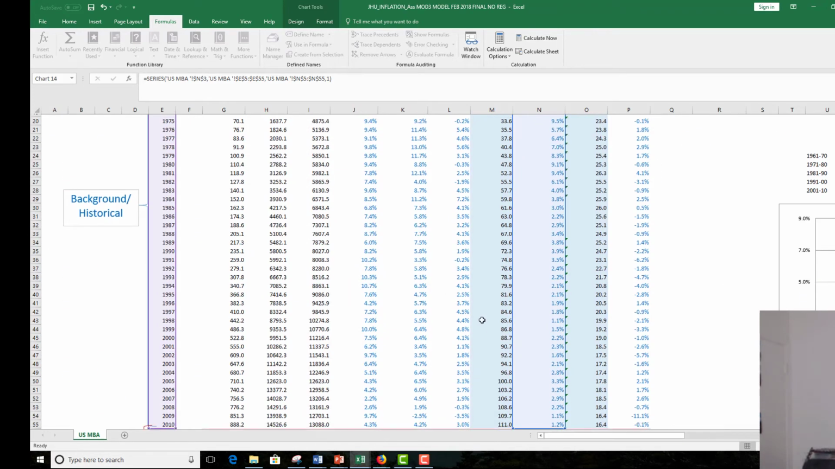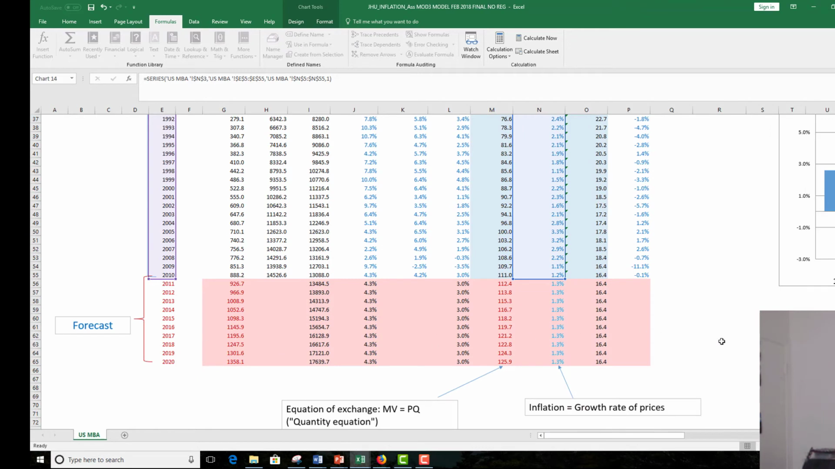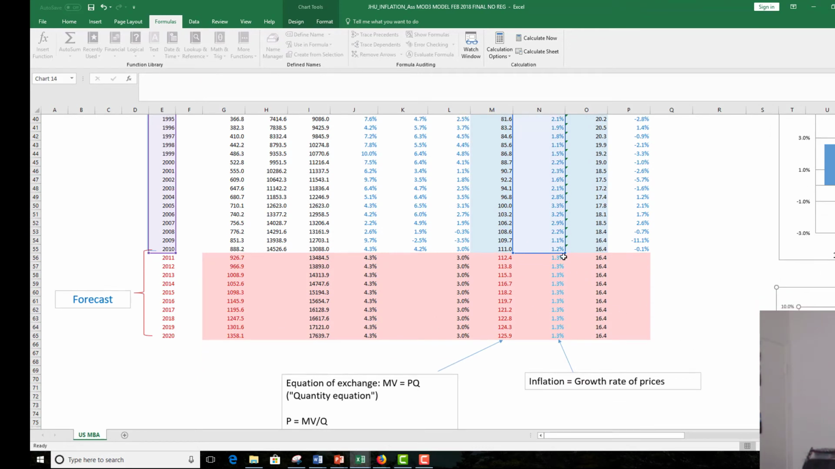Now, looking forward, we're going to be giving you some assumptions here. For example, we could give you an assumption on the real growth rate of your economy, and also what velocity will be going forward. In this case, we have forecasted a constant velocity. The velocity had fallen, but it's not going to fall anymore.